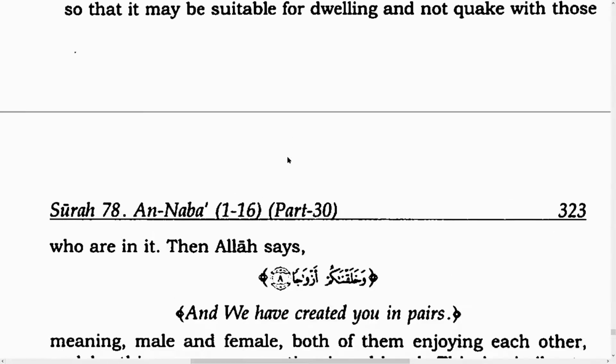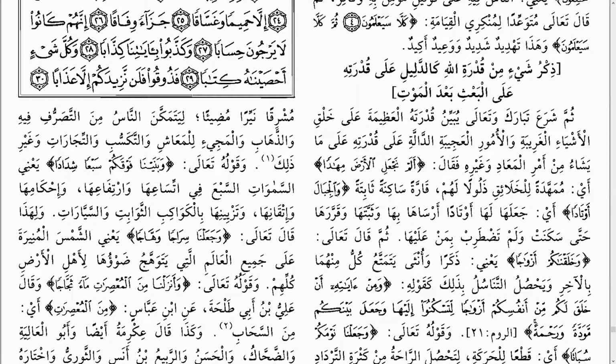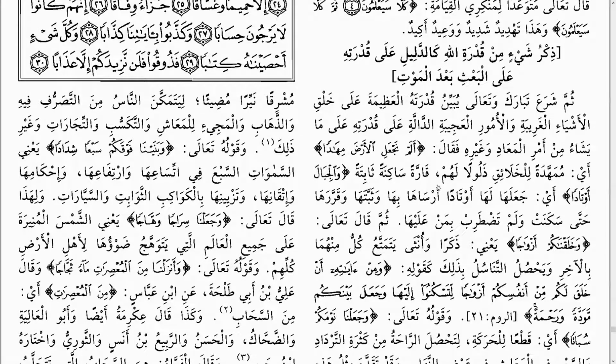So Allah talks about the mountains. So He says, وَالْجِبَالَ أَوْتَادًا, meaning He made them pegs for it, أَرْسَاهَا. Arsaha is like an anchor.